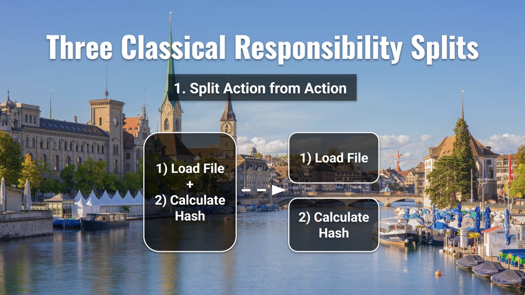The first type of responsibility split is the splitting of action from action. Imagine you have a single method or function or class which has two responsibilities embedded inside of it. First, it loads a file, and then it calculates a hash value from that file. You can split that into two methods, or two functions. One function or method that loads the file, and another one which calculates the hash.